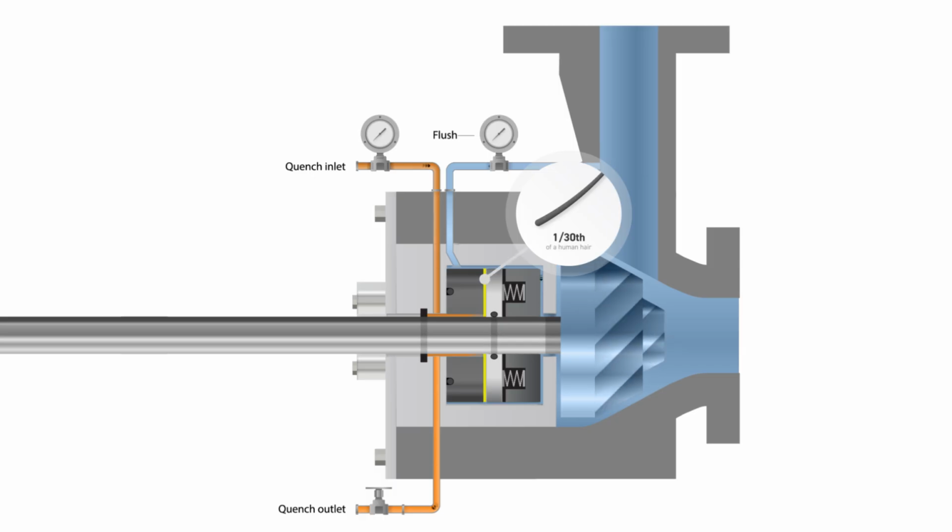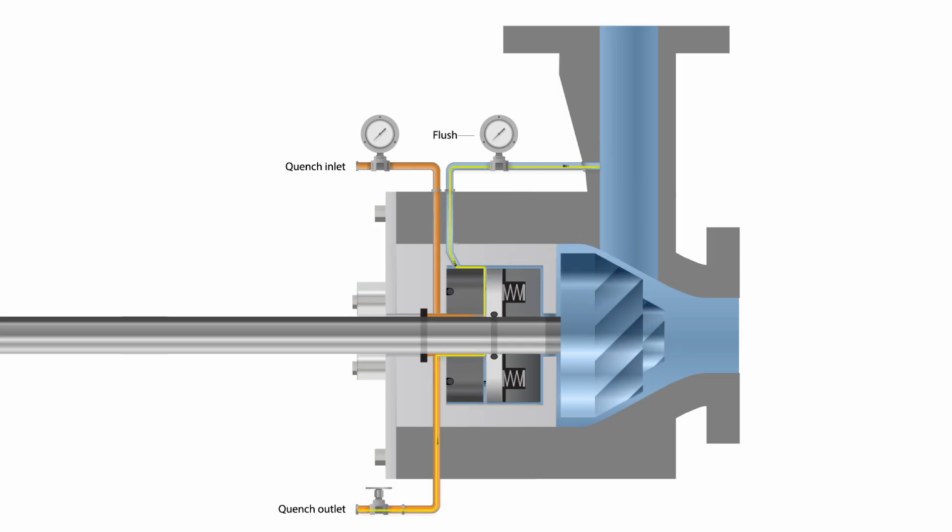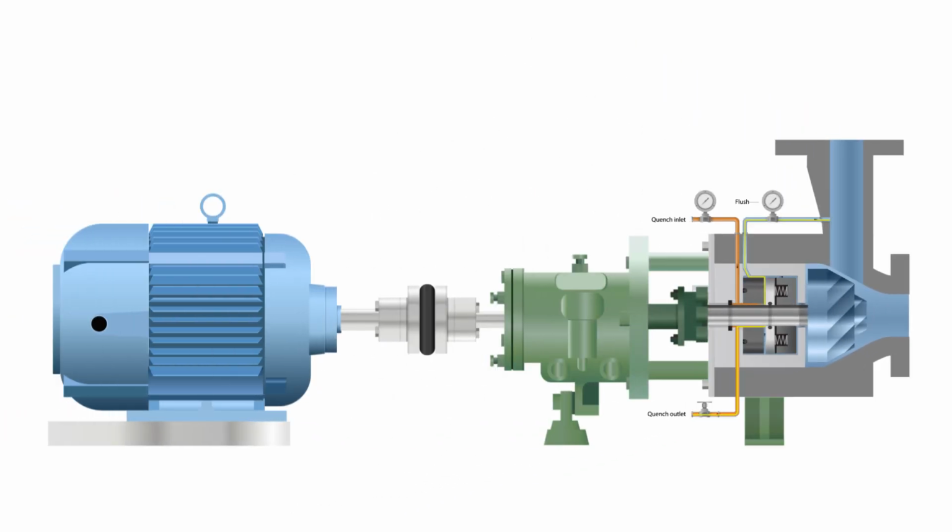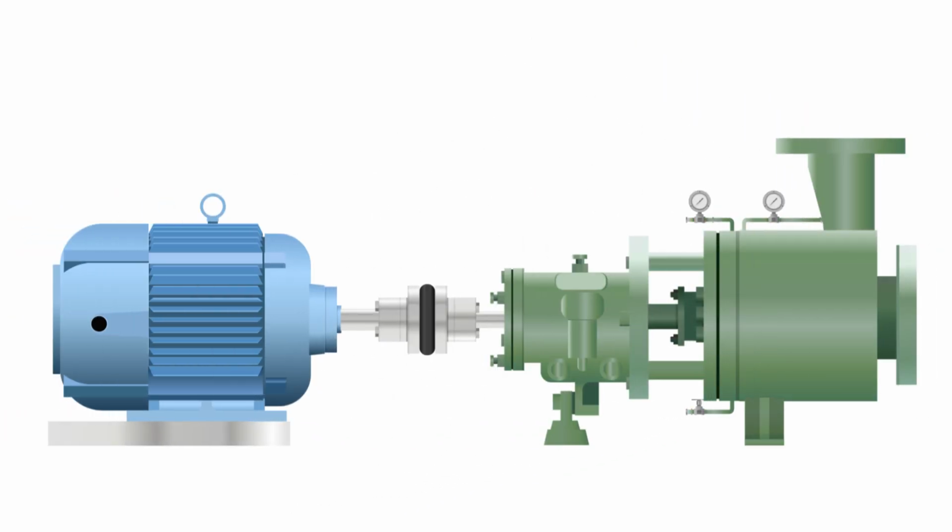Thirdly, the seal is being supplied with separation fluid by the seal support system, and the quench is removing any build-up. This completes the working principle of a mechanical seal.